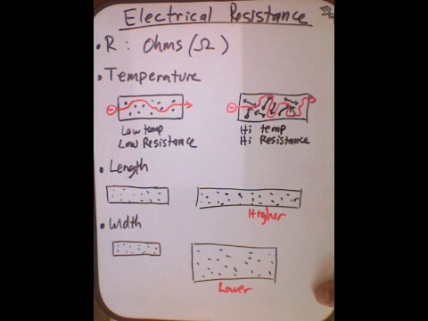Firstly, it depends on temperature. Pretty much everything becomes a better conductor if you cool it down. If you cool down a metal to a lower temperature, it's going to have a lower resistance. But even if you cool down an insulator, it's going to have a lower resistance.